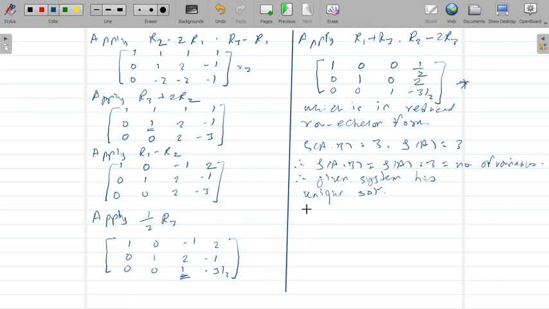So this is your last matrix. From the last matrix, we have to rewrite the system of linear equations. This is the coefficient of x, this is the coefficient of y, this is the coefficient of z, and this is the RHS constant. So directly you will get x equal to 1 by 2, y equal to 2, and z equal to minus 3 by 2, and this is the solution of the given system.